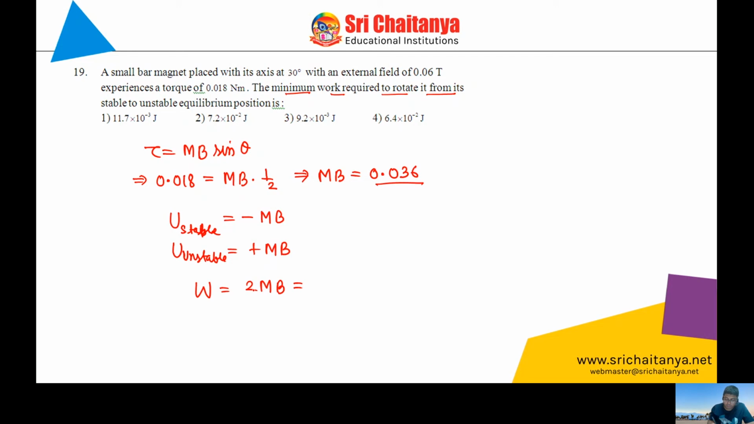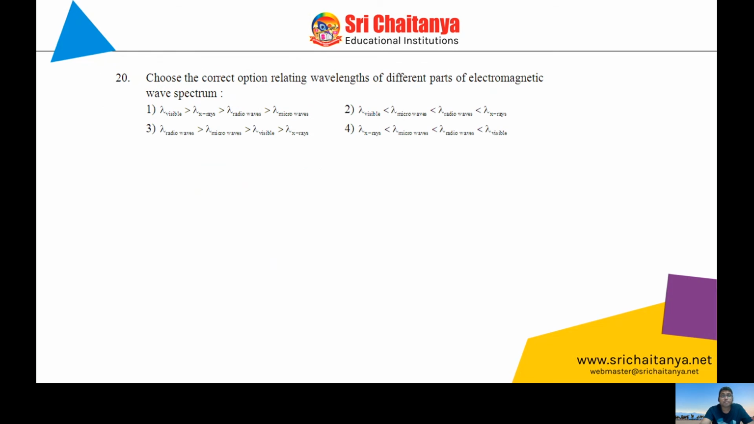So multiplying it with 2, we can say that it would be 0.072 joules. So that is option 2, question number 19. And now let's move on to question number 20.